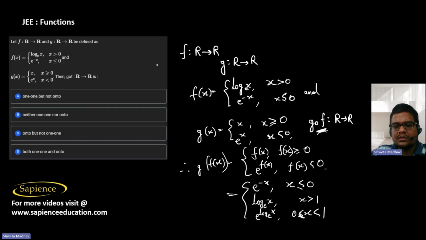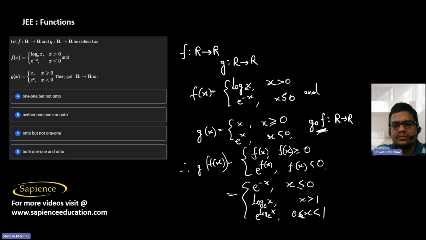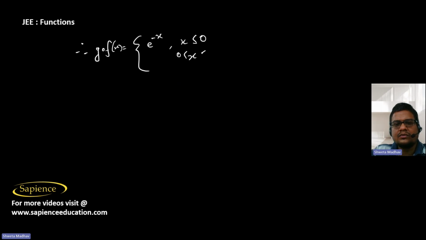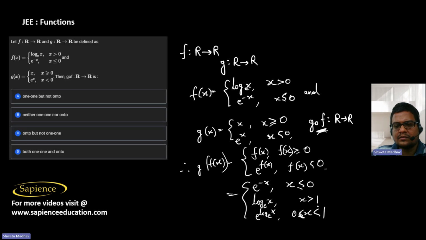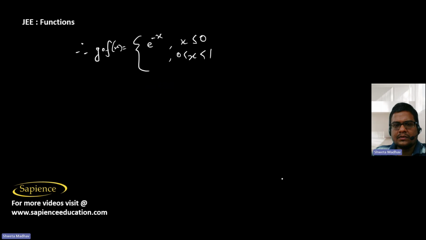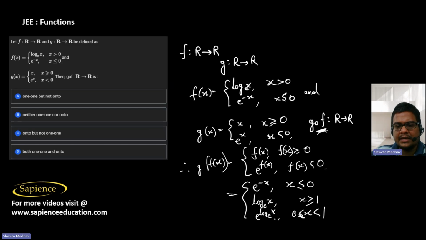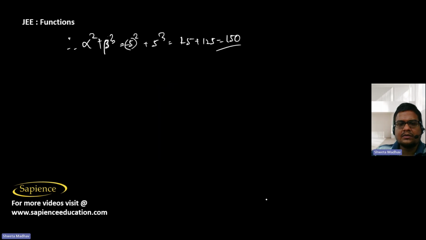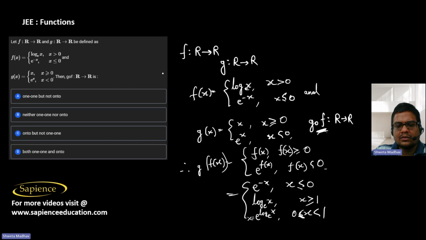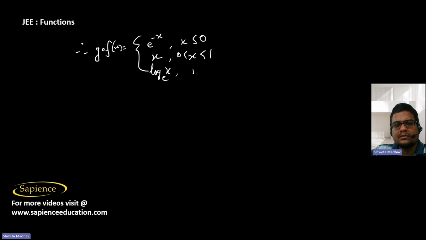So therefore the function g of f of x is equal to e power minus x when x is less than or equal to 0, and for x from 0 to 1 this will be e power log x. When x is more than 1, that is positive, this equal to sign will come here. This will be x only, since e power log x base e is x, and then this will be equal to log x base e when x is more than or equal to 1.